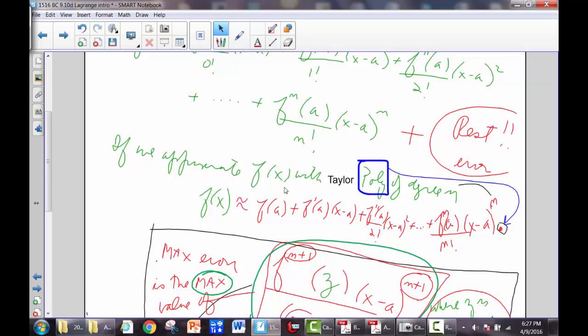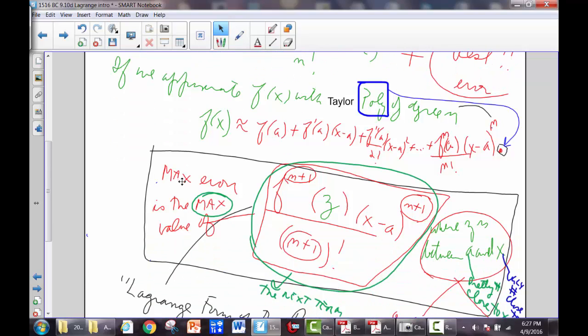The error is going to be, now this is the maximum error, the maximum value of the next term, which will be the n plus first derivative over n plus 1 factorial, times x minus a to the n plus 1. And here's the tricky part. It's the n plus first derivative at z, where z is a number between a and x. Okay, so a is the number that it's close to, the one your Taylor series is at, and x is the next number close to it.